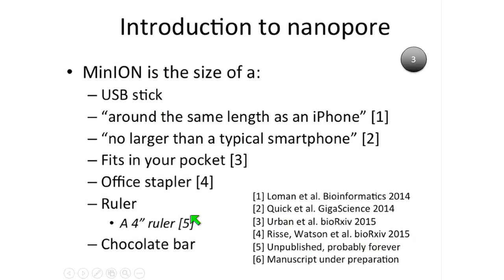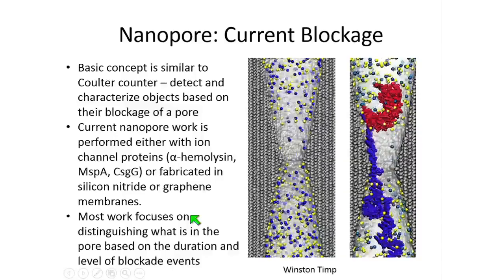But I did also see from a guy called Mick Watson, if you're on social media, you might be aware of him, he put in his paper that it was the size of an office stapler, and I think that's just a ludicrous comparison, because an office stapler really comes in lots of different formats. I've also seen a description that it's the size of a ruler, specifically a 4-inch ruler. I think, well, if you're going to say that, you might as well just specify the dimensions and not say ruler, right? Okay, so I'm glad I cleared that up with a short meta-analysis. The important thing is that the nanopore is quite small.